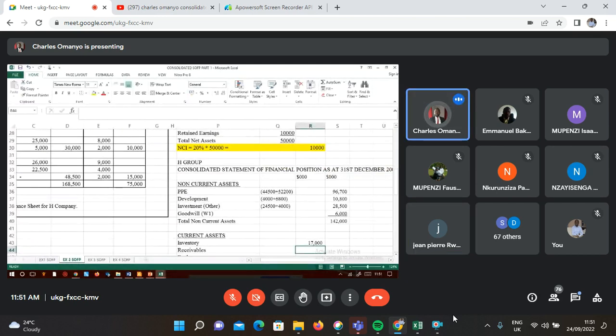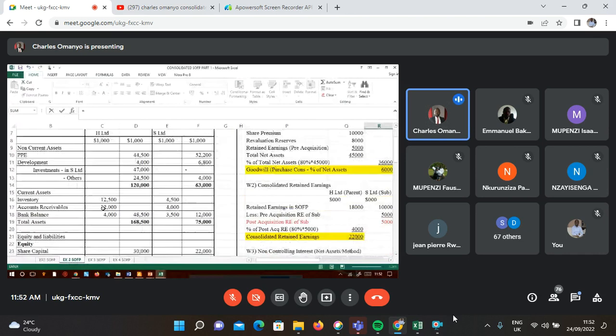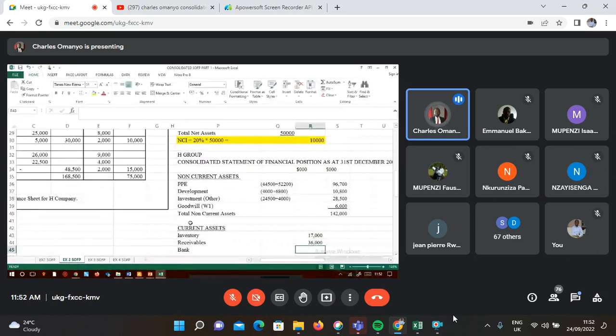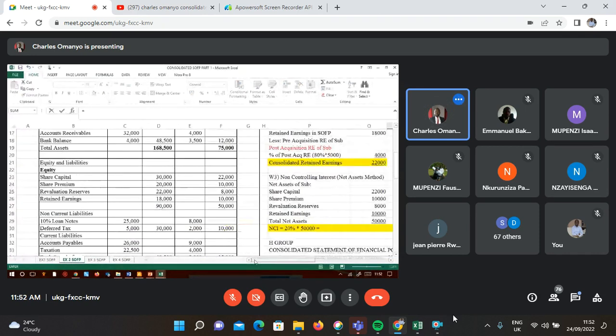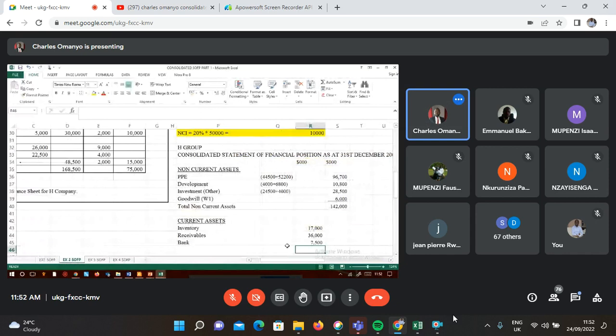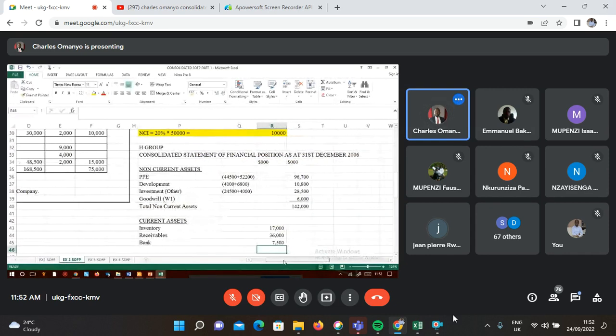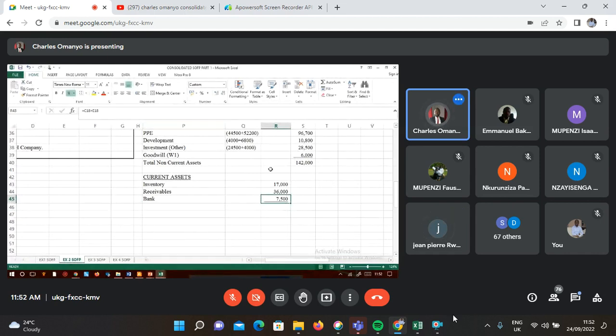So we have that. Receivables: I'll also go and pick receivables, 32 plus 4,000. We have it there. Bank is 4,000 plus 3,500. It gives us 7,500. Now please note this.